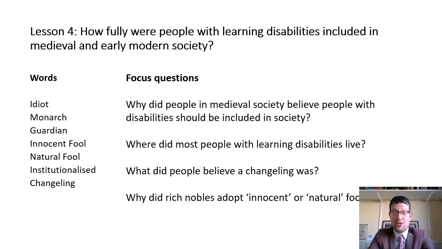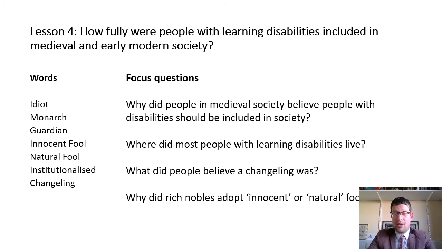Rich nobles, kings and queens, sometimes adopted innocents or natural fools. Now, these were people who today probably would be regarded as having learning disabilities, and they lived with a rich family or in the king or queen's court and were provided with care, clothes, and help. In exchange for being a sort of curiosity.